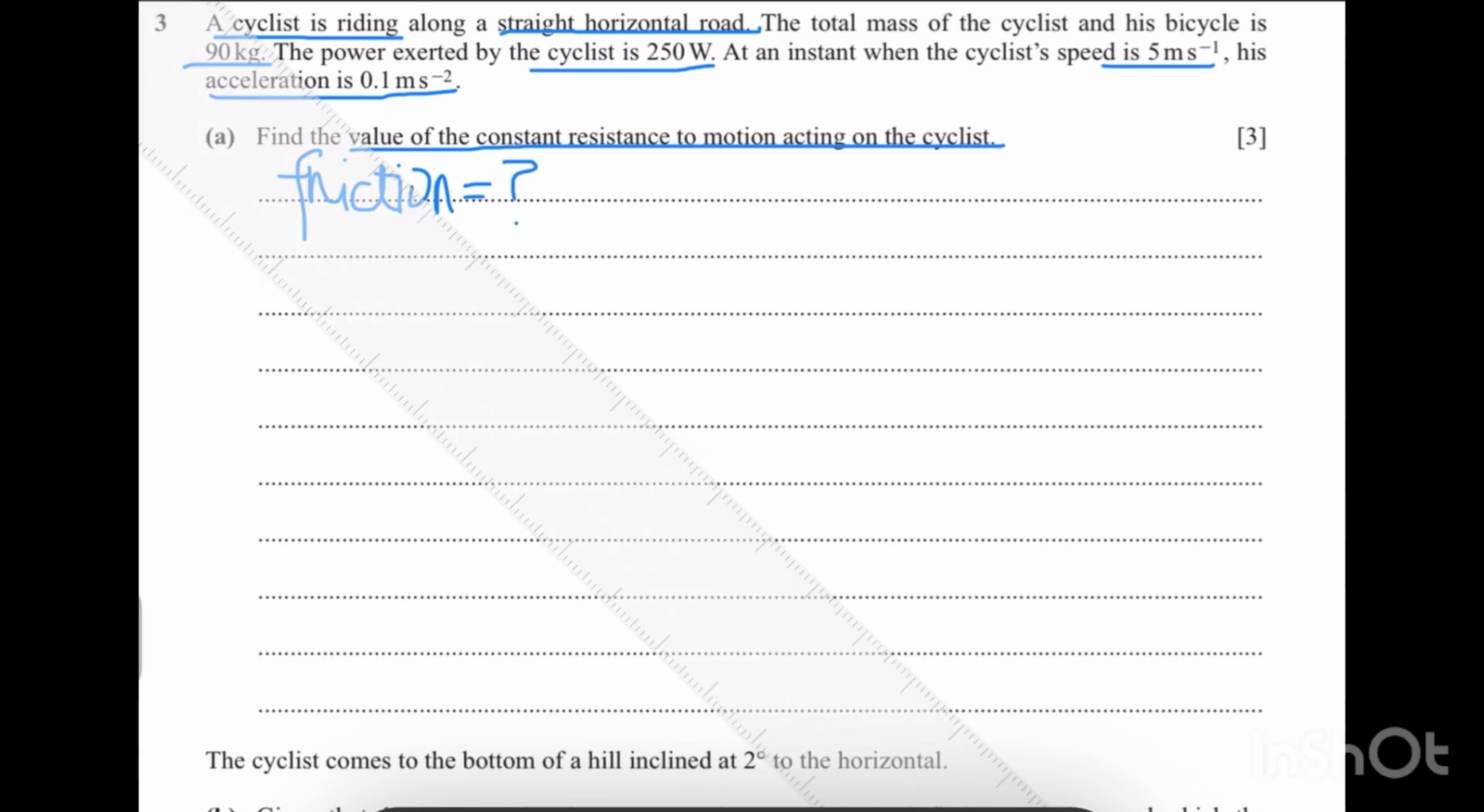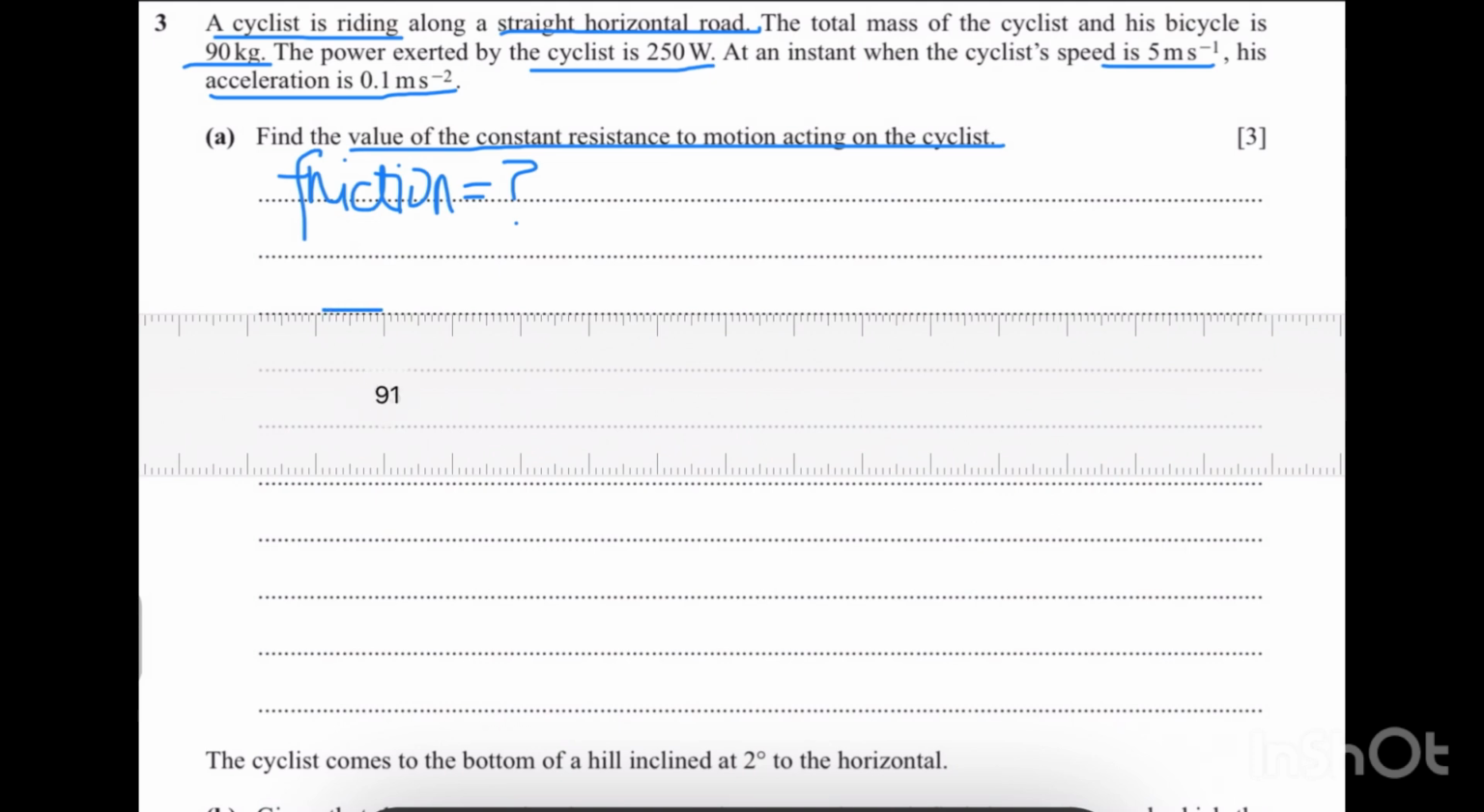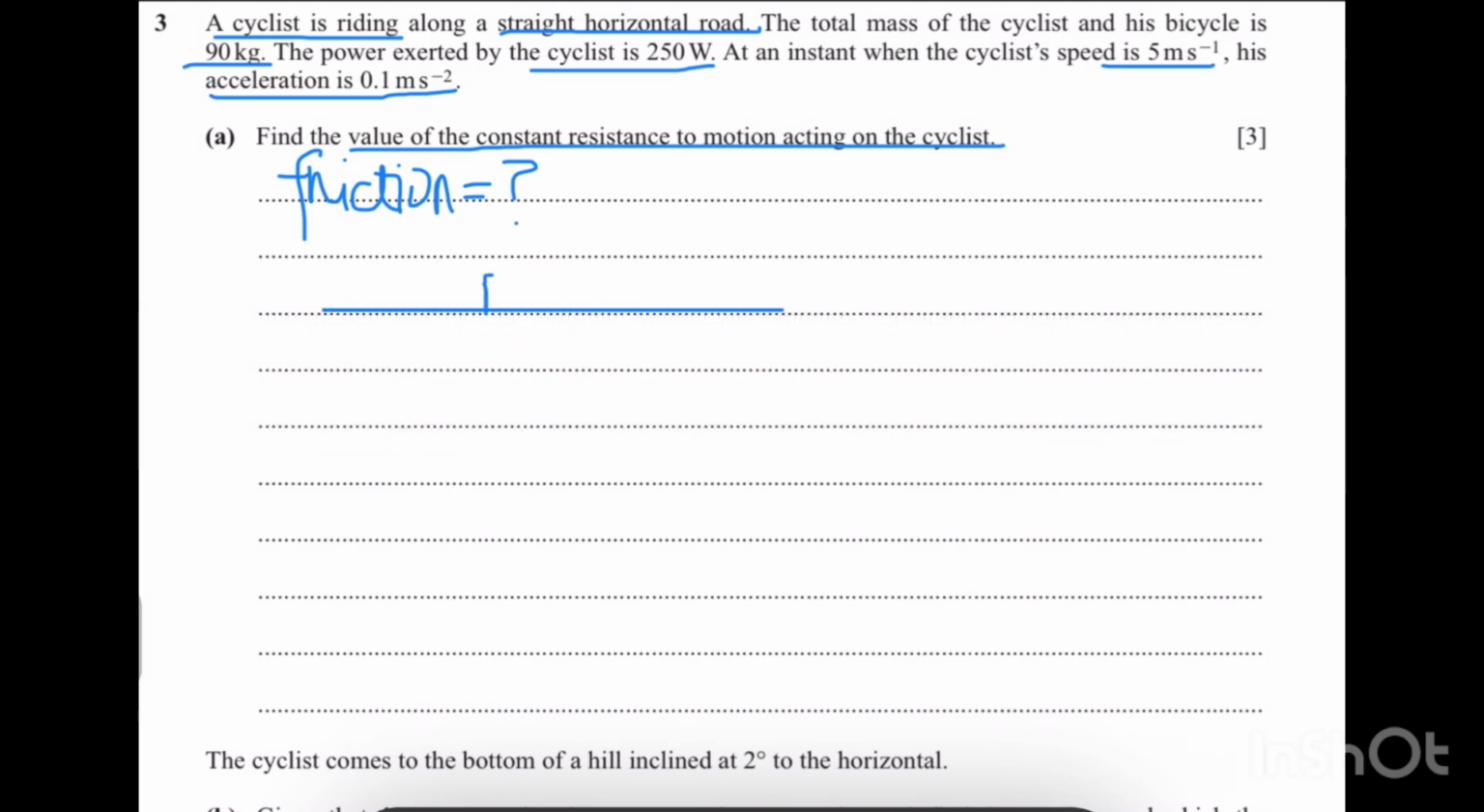Other than that, we're going to make a diagram which represents the situation. So let's say this is the straight horizontal road, and this is the cyclist and the bicycle. The mass is 90 kg, which means the weight is 900. So there is a downward force of 900, which is the weight. This is the normal reaction.